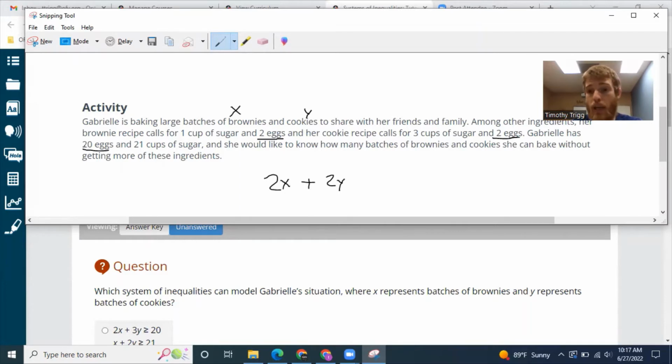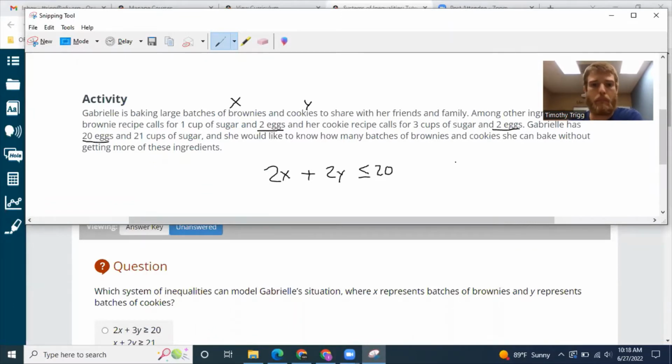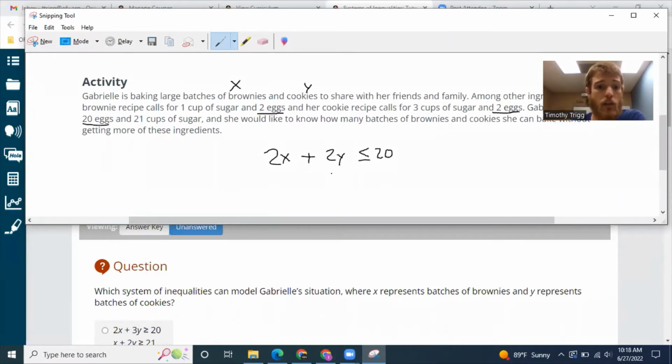Now she only has 20 eggs. So if this is the number of eggs being used, she can only use less than or equal to 20. She can use less than 20 because she has 20 eggs, but she can't use more than 20, right?